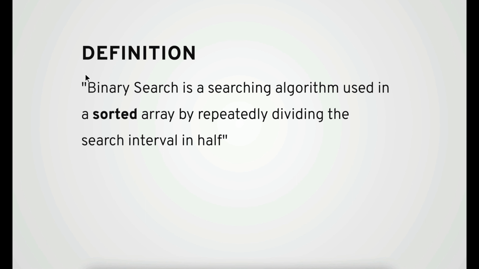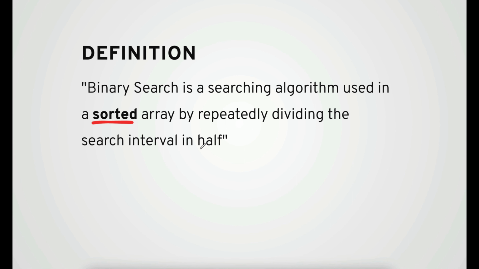So the definition says binary search is a searching algorithm used in a sorted array. I'm going to highlight the sorted word because that's very important. By repeatedly dividing the search interval in half. So what this means is every iteration, it removes half of the elements from the array so that the time it spends finding an element becomes half of that on every iteration.